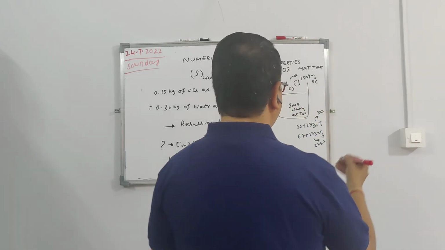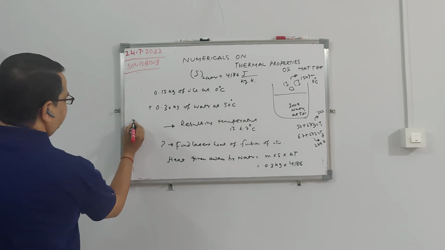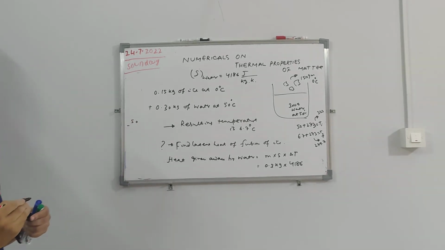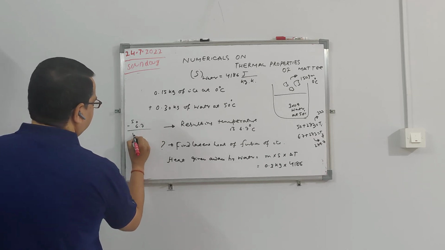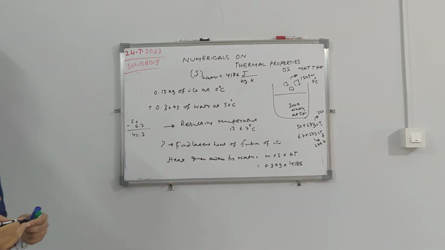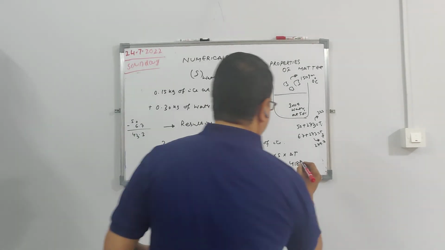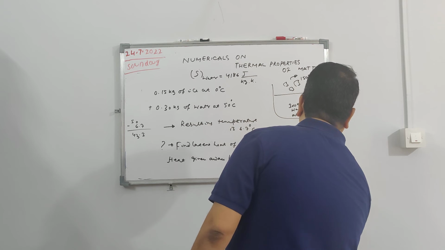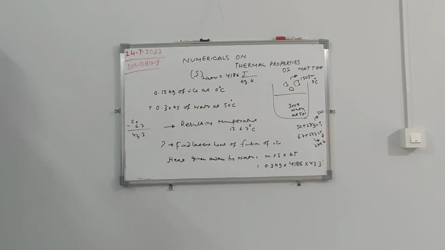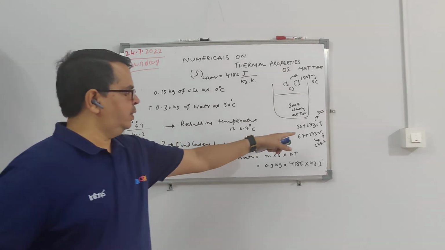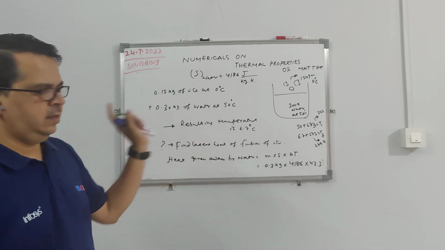If you see the difference, it finally becomes 50 minus 6.7, which is equal to 43.3. So this much heat has to be given. We converted to Kelvin, but the 273 will cancel out. That's why it is the same.